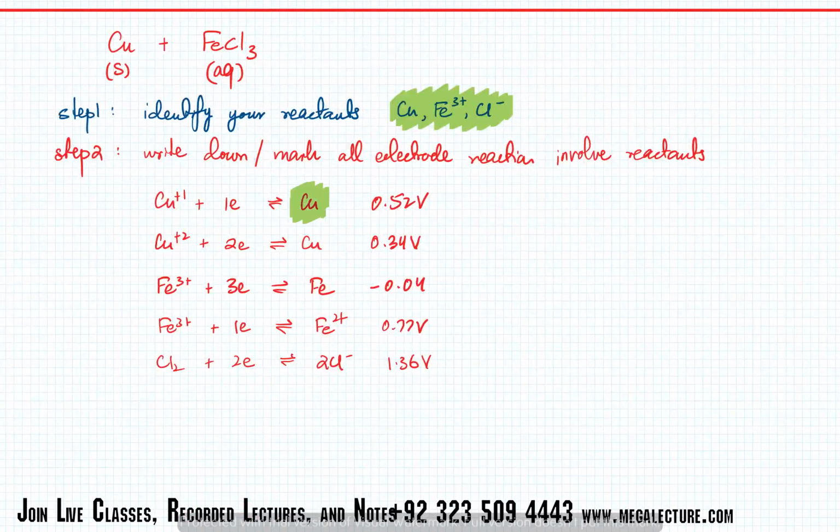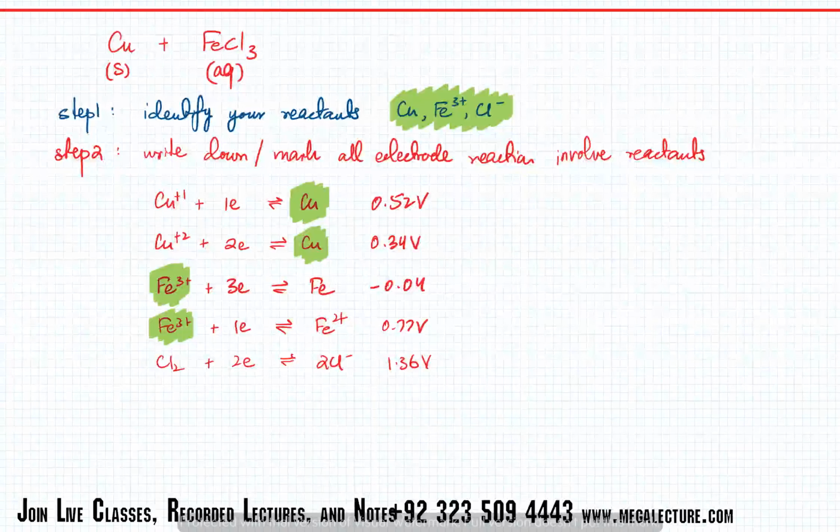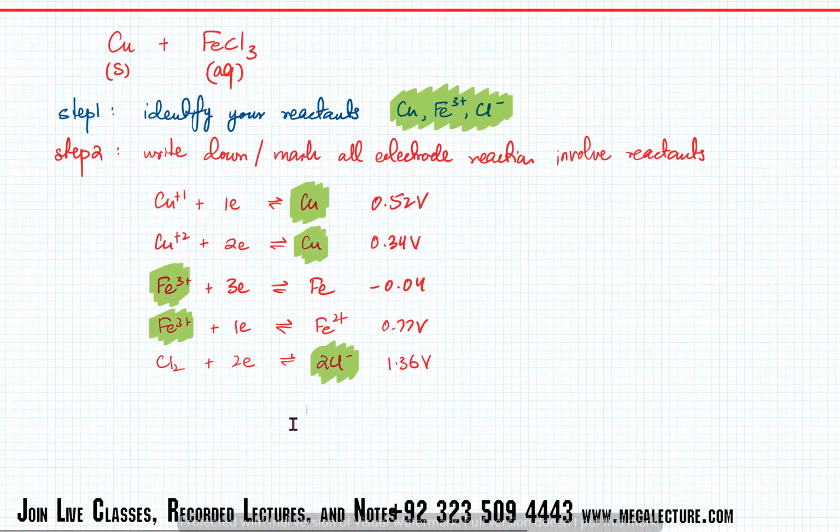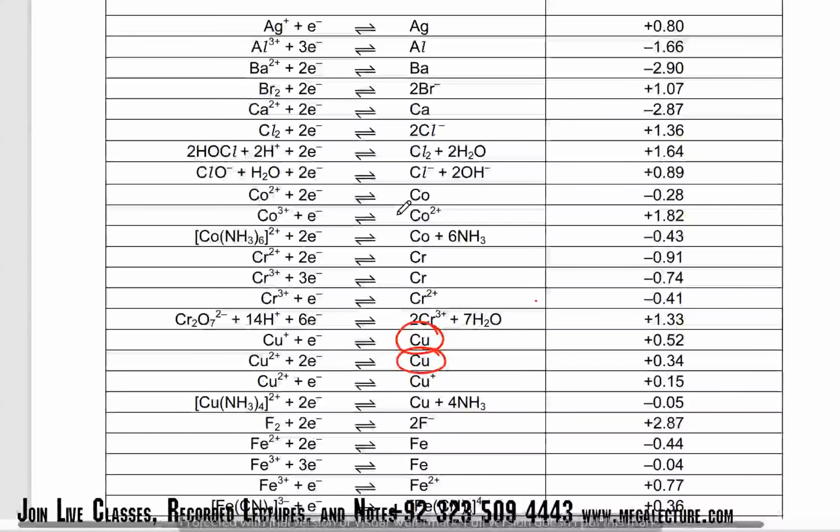Whether they're on the right side or on the left side doesn't really matter. If they're on the left side, they would gain electrons. If they're on the right side, they're going to lose electrons. We don't know what's going to happen to them. Whether the reactants are on the right side or left side, we don't care. For Cl minus 1, I ignored one of the reactions.